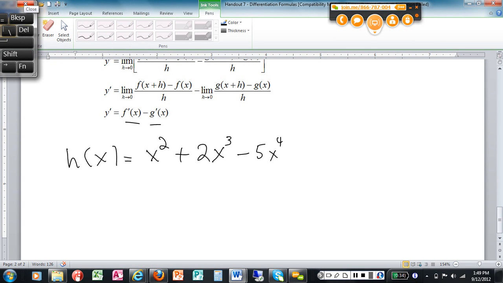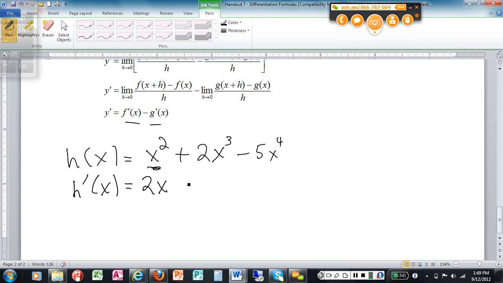Okay. That means, by all this, the h prime is, because aren't these added and subtracted together? Those rules tell me I can just do the derivative of this, which is 2x to the 1st, right? Plus the derivative of this, which is 2 times 3, which would be 6, x squared, minus the derivative of this, which is 20x to the 3rd. With me on that? Since these are added and subtracted, you can do that all day.